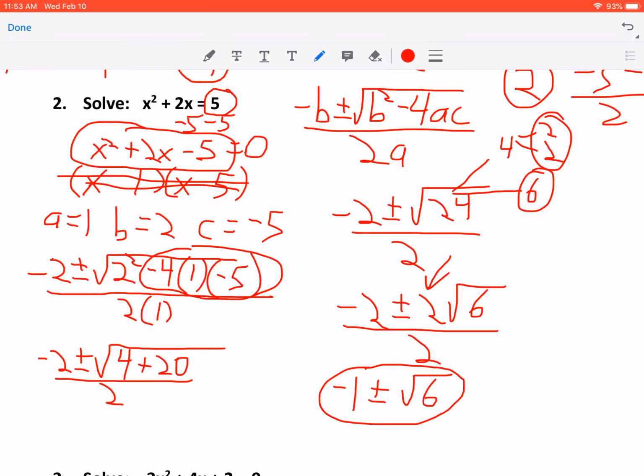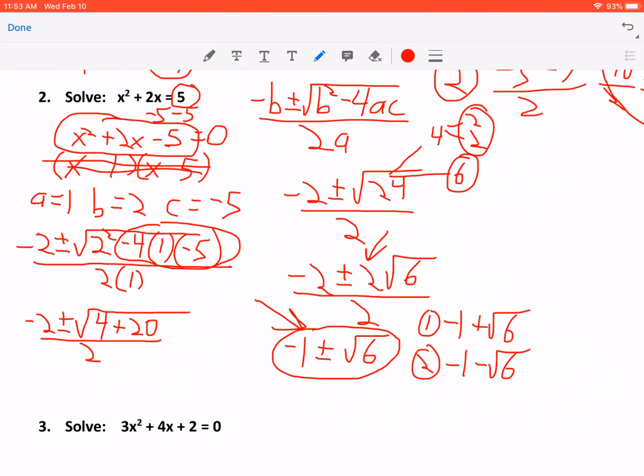So that means there's 2 answers. I will accept this answer because that's perfectly fine. One answer would be negative 1 plus the square root of 6. So if you took your calculator and did the square root of 6 and did a negative 1, you would get a decimal answer. The other answer would be negative 1 minus the square root of 6. And if you wanted to turn those into decimals on your calculator, you could.